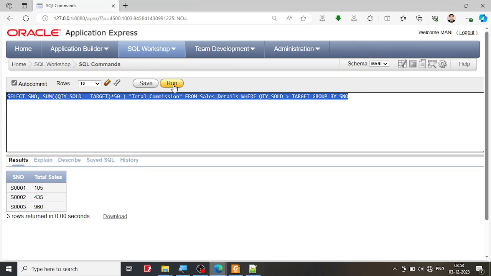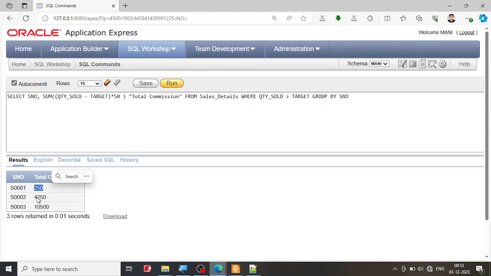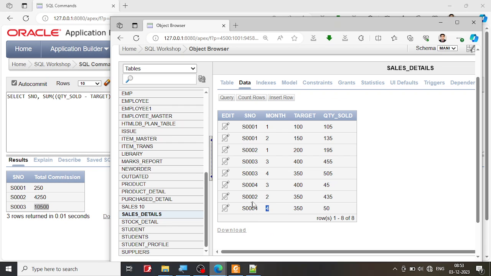Let me run it, and you notice there, for salesperson 1 you get 250 rupees commission. For sales number 2 you get some commission. For sales number 3, definitely you are going to get a higher commission. The reason being, this difference is very huge here, nearly 155. If you multiply that by 50, it's going to be a very large number.